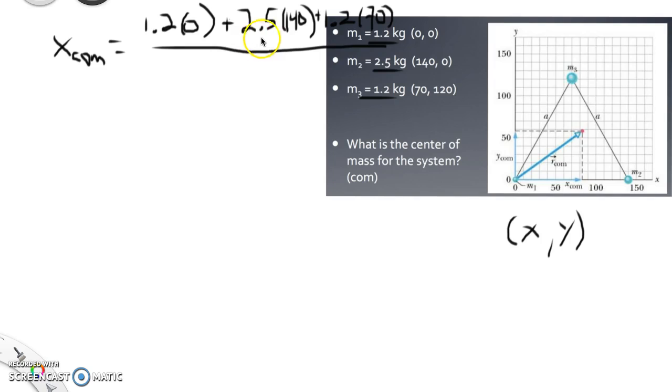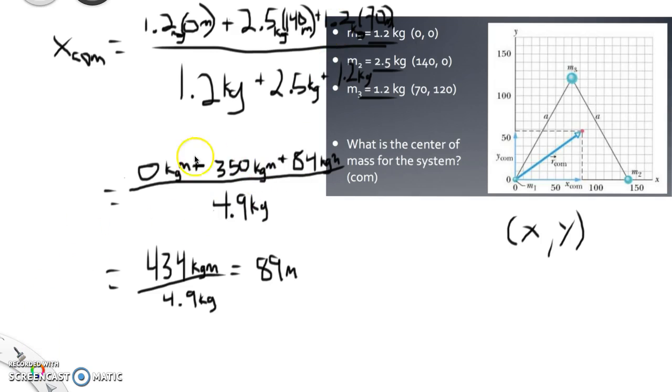So here I have the 2.5 kilograms times 140 meters. Let me put the units back in in just a second. And then the 1.2 kilograms times 70 meters. Underneath now we put the total mass, so we'll add up all the pieces of mass: 1.2 for the first one, plus 2.5 for the second, plus 1.2 for the third, and now we'll go ahead and simplify it.